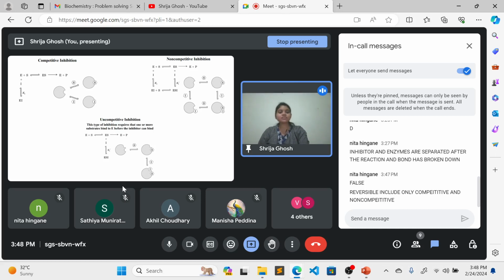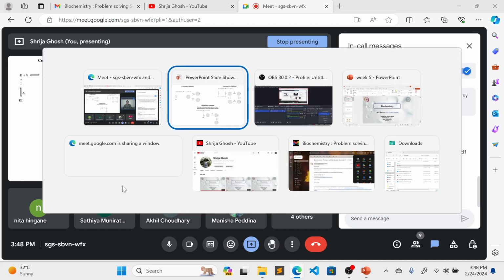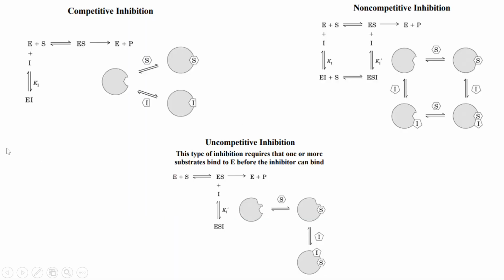So Neeta is saying reversible includes competitive and non-competitive. So why do you think uncompetitive is not reversible? If you see here, all 3 inhibitions are actually reversible. So if you see, all 3 inhibitors are binding to the enzyme with the equilibrium constant between them. So all 3 of them are reversible.